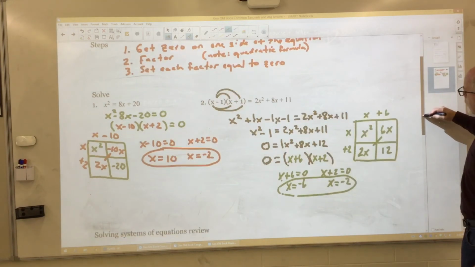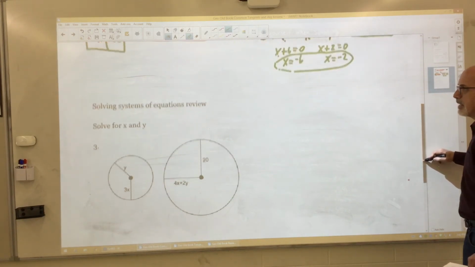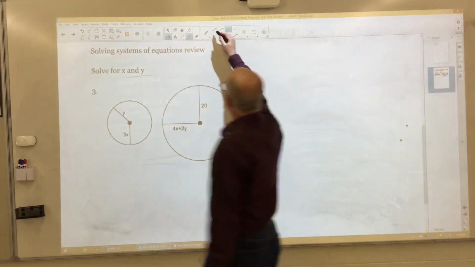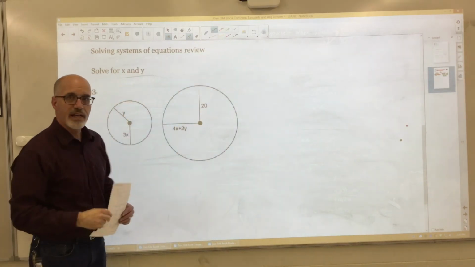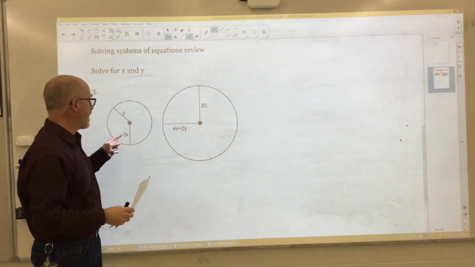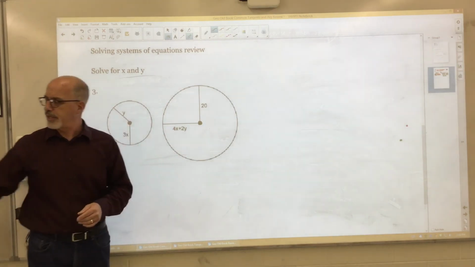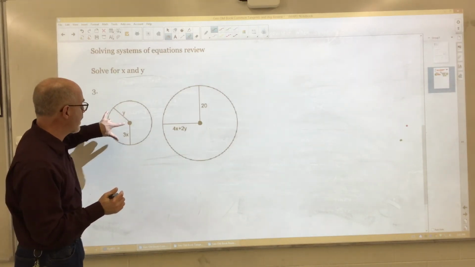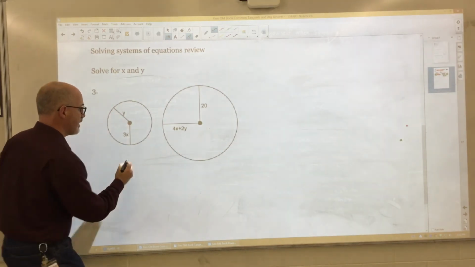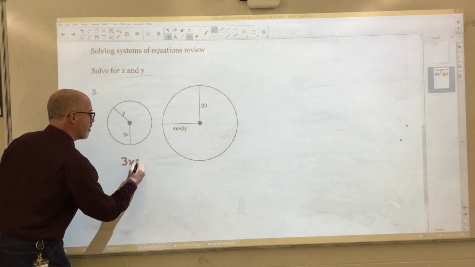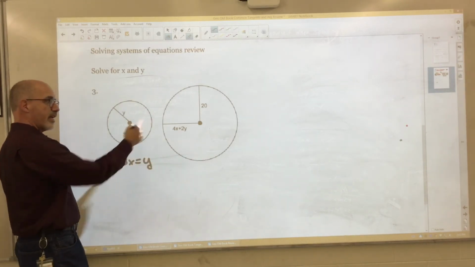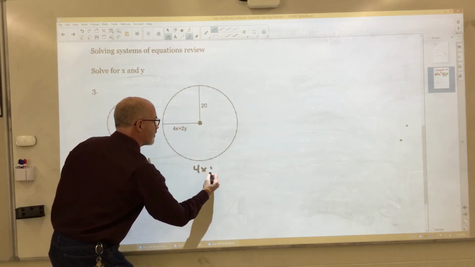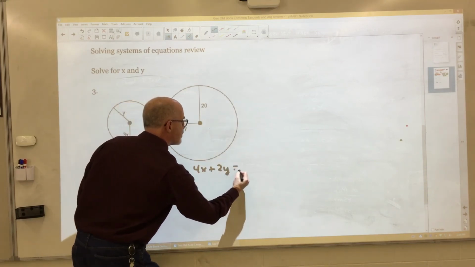Now, let's go ahead and do a review problem. This review problem is a system of equations problem. So what we're going to do is set up a system of equations, and to do that, I'm going to look at each of these circles separately. So with this circle, because these are both radii, a radius and a radius are going to be equal, so 3x is going to equal y. Over here, I'll do the same thing. These two radii are congruent, so I'll set their measures equal. 4x plus 2y is equal to 20.